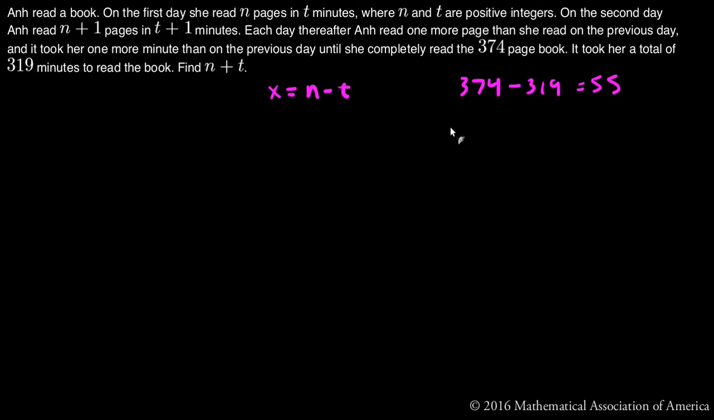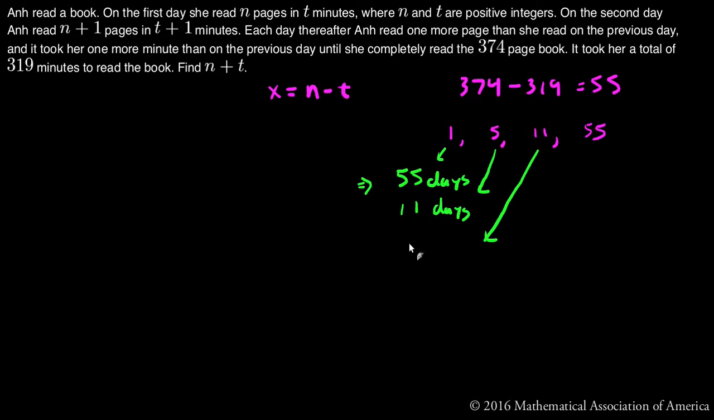And the only factors of 55 are 1, 5, 11, and 55. And so what this means is the following. It took her 55 days, where n minus t is 1, or it took her 11 days, where n minus t is 5, or it took her 5 days, where n minus t is 11, or it took her 1 day, where n minus t is 55. Now, it says on the first day and on the second day. That means she does it at least 2 days, so it can't be 1 day. She can't have read the entire book in a single day.